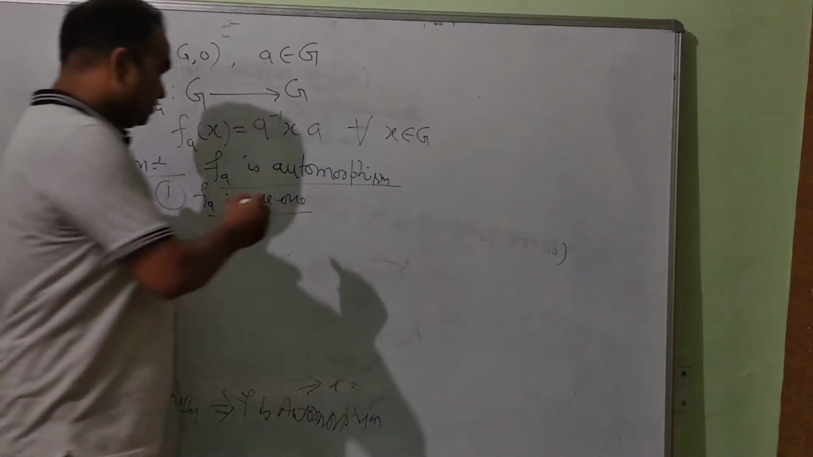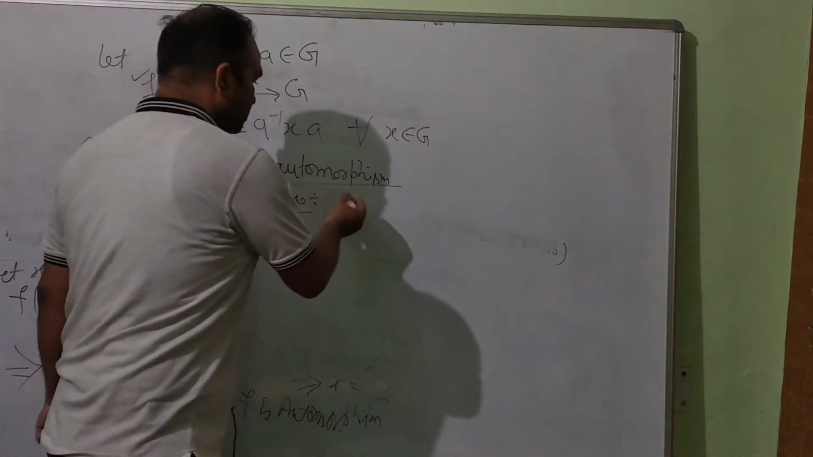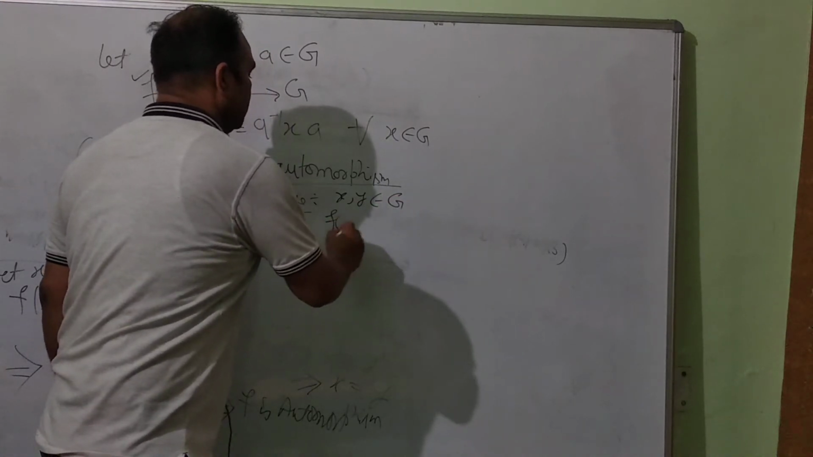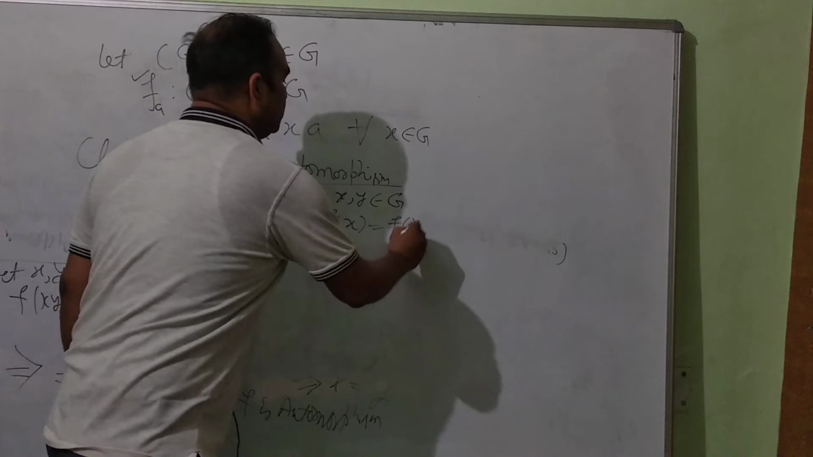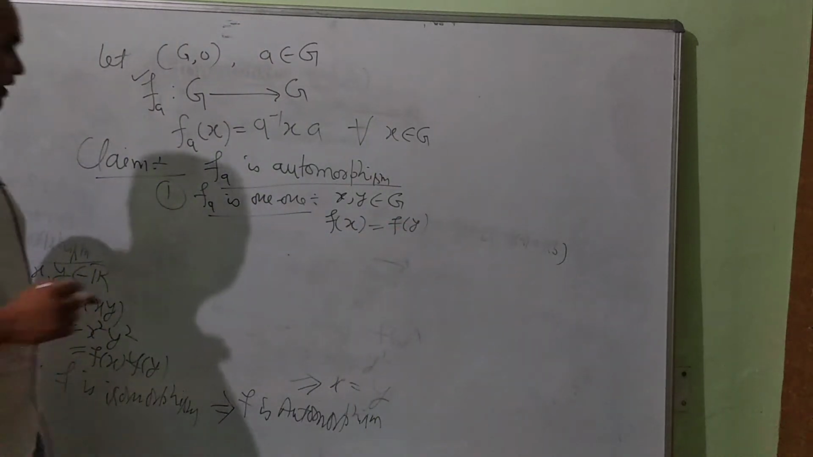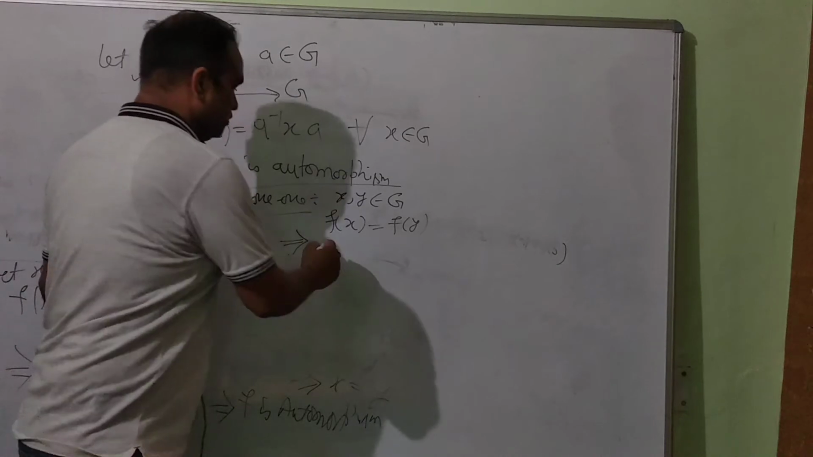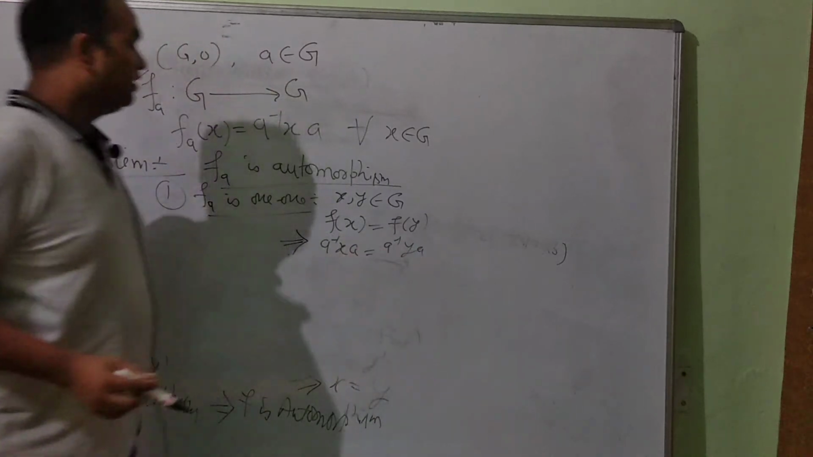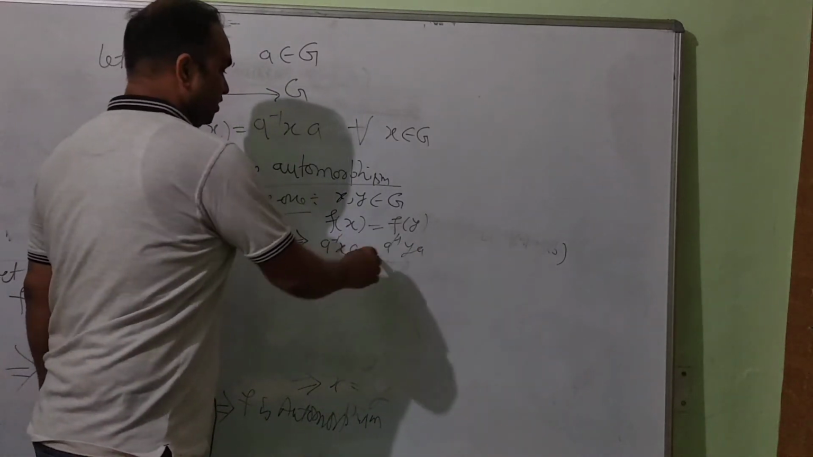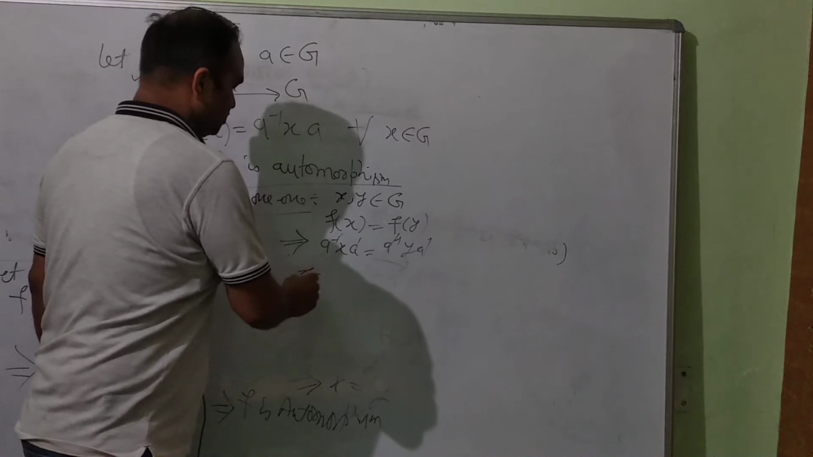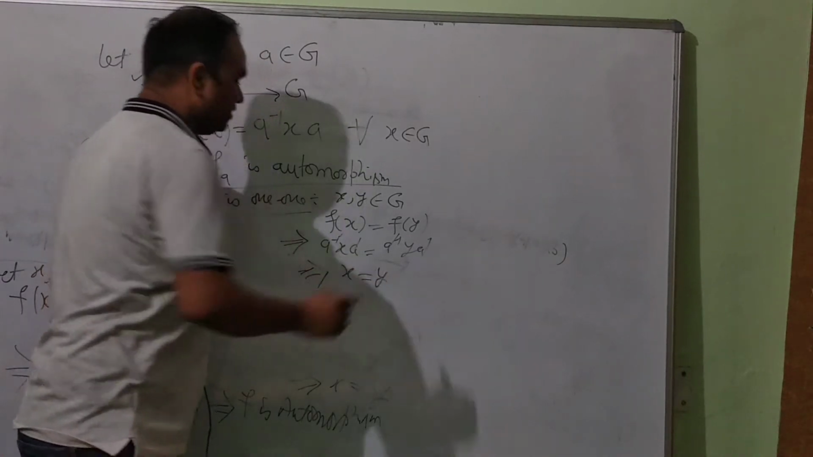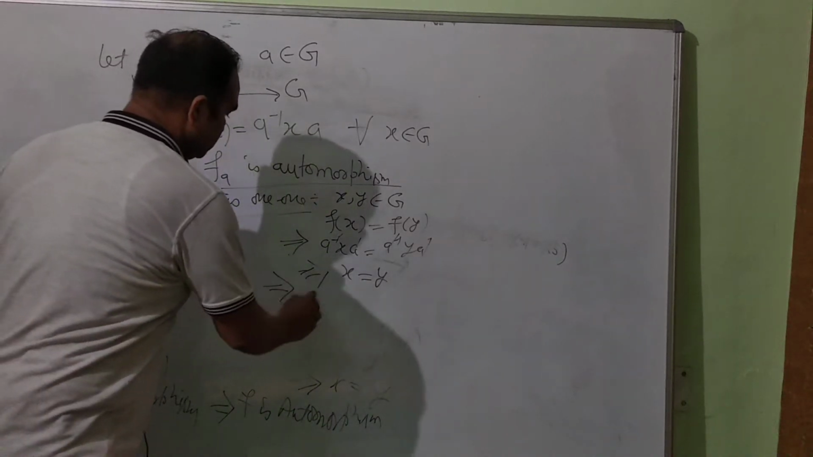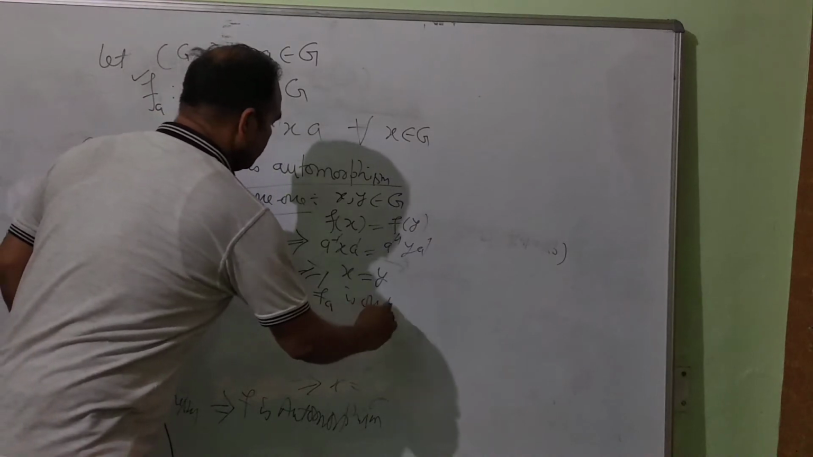We have one tool to prove that the function is 1-1. For this we take any two elements of this group and suppose that f x is equal to f y. If this implies x equals y, then the function is 1-1, right? That means A inverse x A is equal to A inverse y A. Now by the cancellation rule, A inverse will be cancelled out from the left and A from the right. So this implies x is equal to y, right? So f x equal to f y implies x equals y. So this function is 1-1.